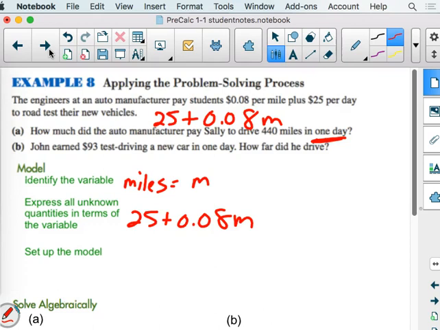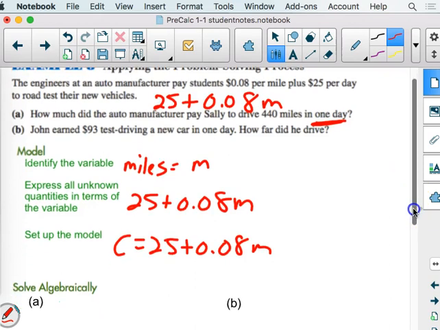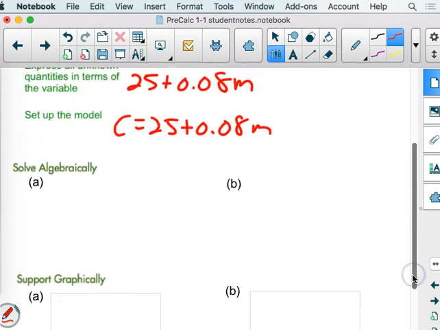Set up the model. All right. It really should be an equation. We should have it equal to something. So we think, well, what would they call this? It is how much they're paying her. So maybe P for payment, C for cost, because it's a cost for them. So either way, we'll get there. And what we know is we want to find how much Sally got paid. And we know how many miles. So $25 plus 8 cents a mile for 440 miles.